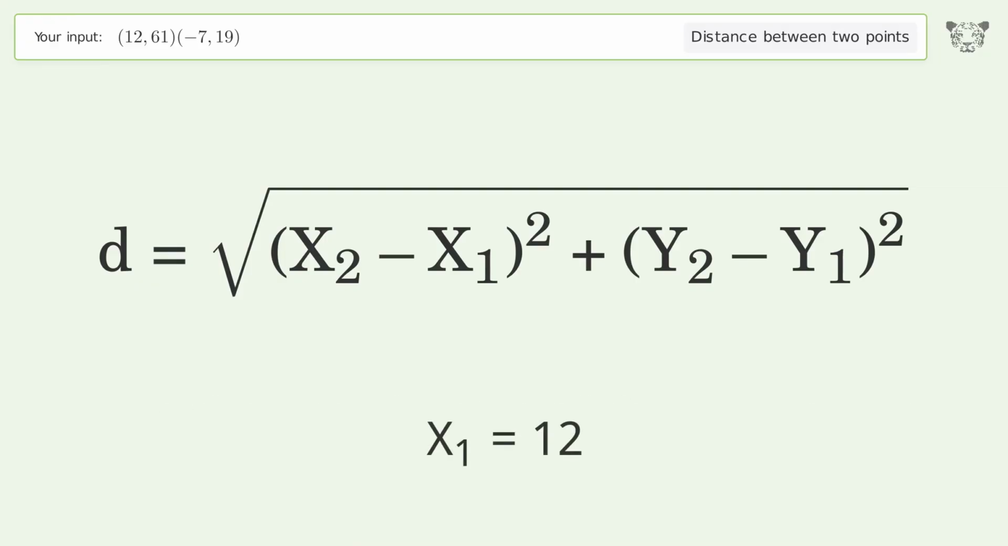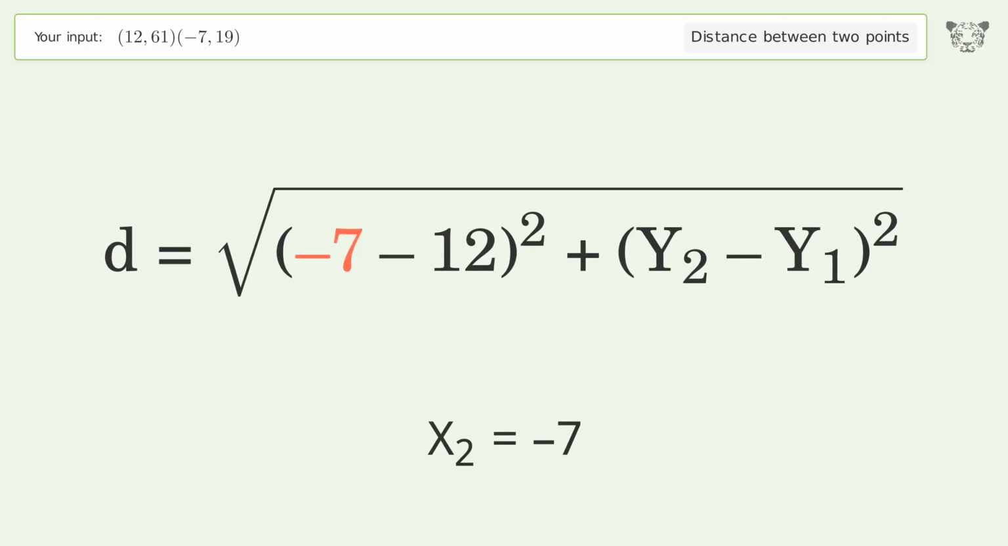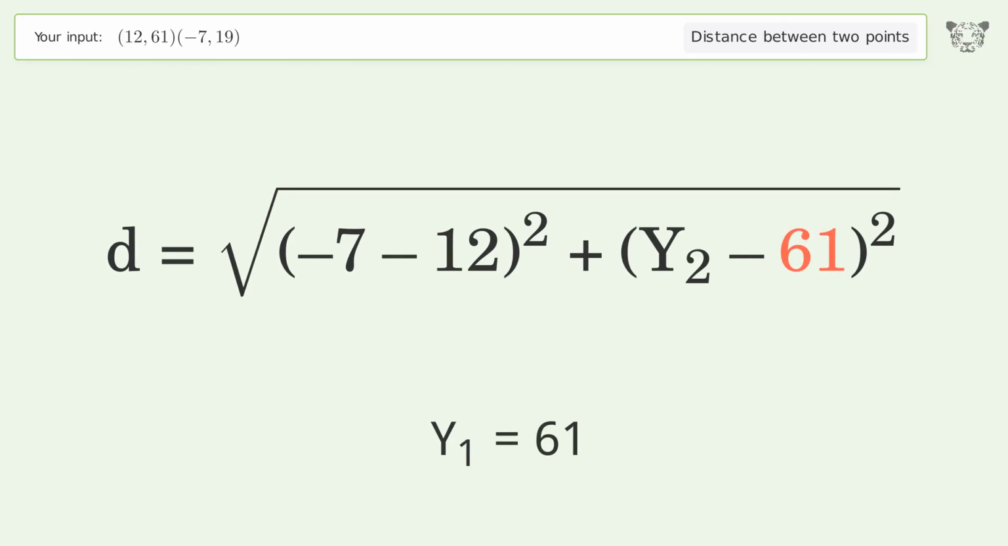x1 equals 12. x2 equals -7. y1 equals 61. y2 equals 19.